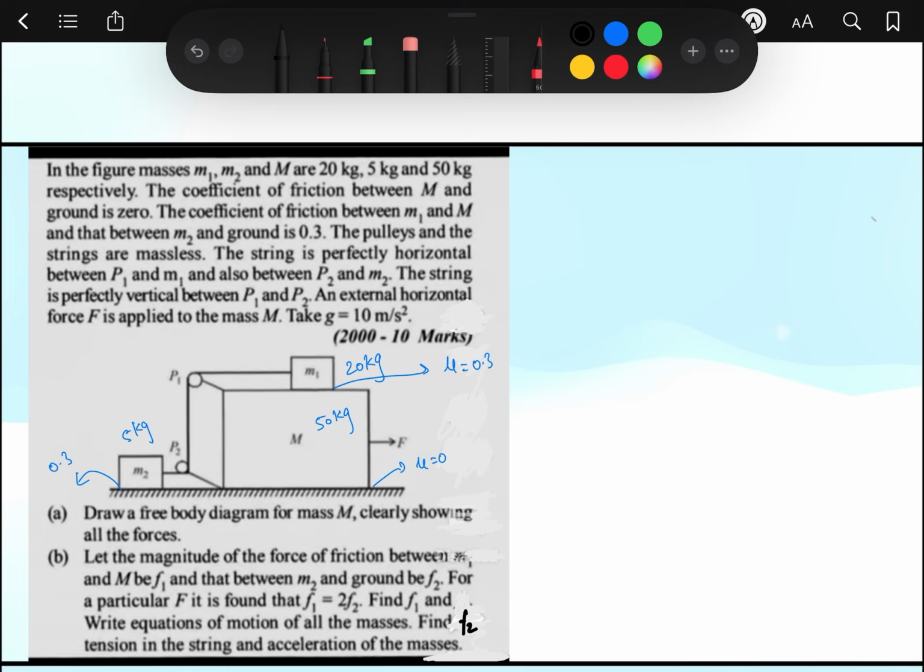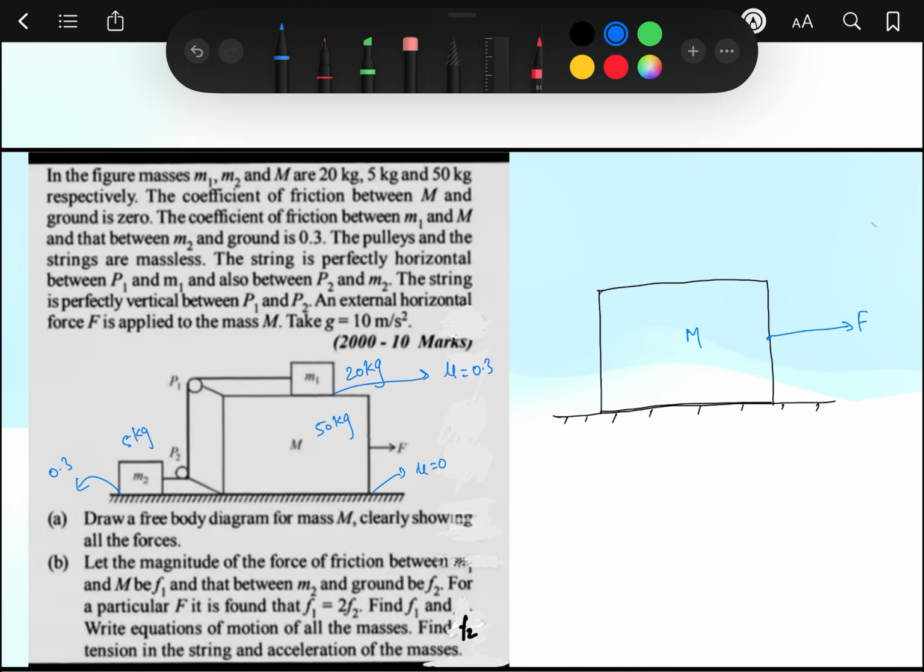Let me draw it. This is our block of mass capital M here, right? And this is our ground. Okay, so what are the forces acting on it? One will be the force as given in the question, that horizontal force acting on this block of mass capital M. One force is acting in the downward direction, that is equal to the weight of this block, mg, due to the gravitational pull.